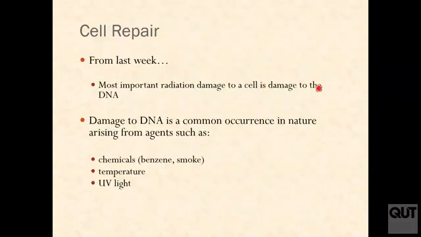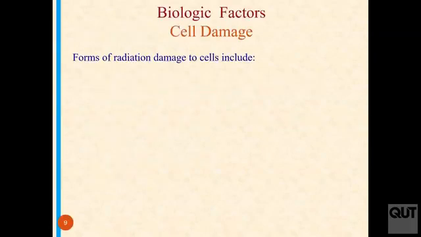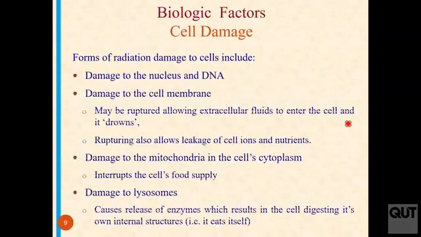So just doing a little bit of revision of last week. The most important radiation damage to a cell is the damage to the DNA. DNA damage in nature actually occurs quite commonly, and it can be from different agents. It doesn't have to be radiation, so it can be chemicals, temperature, light, or a range of other causes.